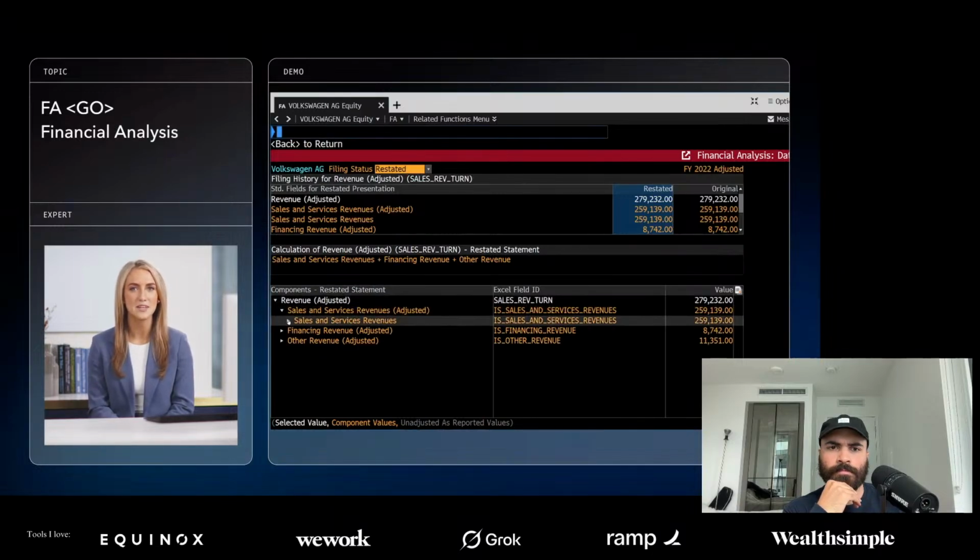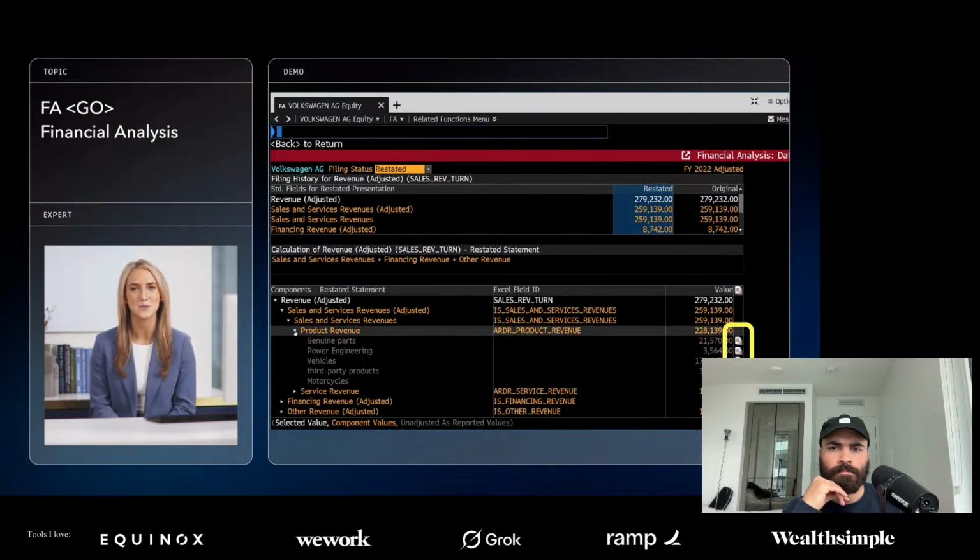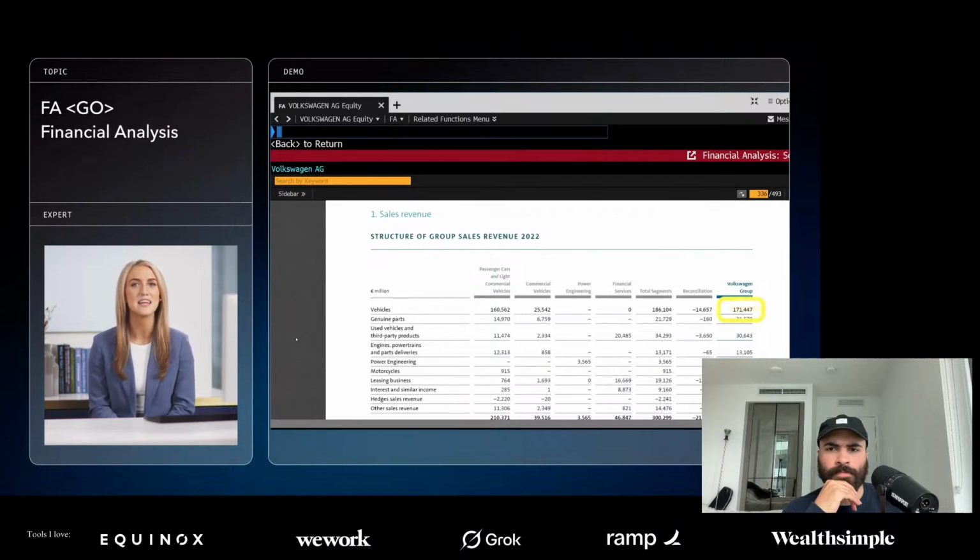We can explore the components of this number here. These document icons are linked to the exact place where the number was sourced. See, the number is highlighted in context, right from an income statement disclosure document from Volkswagen. This saves a lot of time in manual research.